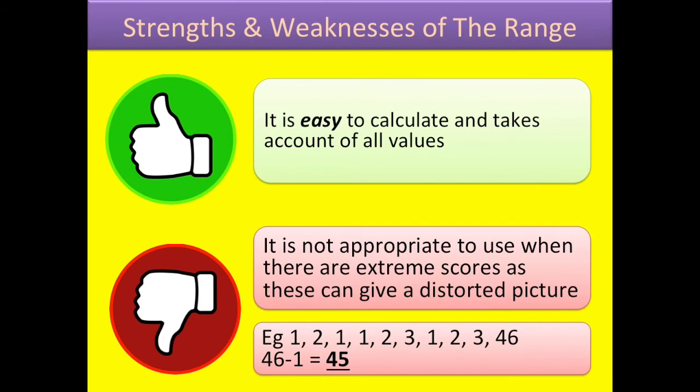A strength of the range is that it's easy to calculate and takes account of all values. A disadvantage is that it's not appropriate to use when there are extreme scores or outliers, as these can give a distorted picture. So if you look at this data set, 1, 2, 1, 1, 2, 3, 1, 2, 3, 46. 46 is the outlier. So 46 minus 1 equals 45, and that tells us that the range of scores in the data set is 45. And that's really huge, when actually, when you look at the data set, most people got 1, 2 or 3. That was their score. And so it can be misleading if you have an outlier.